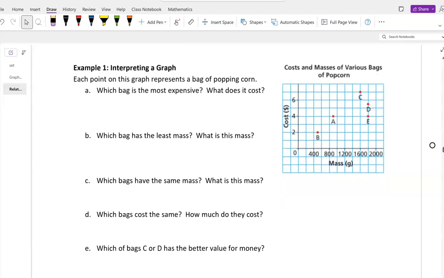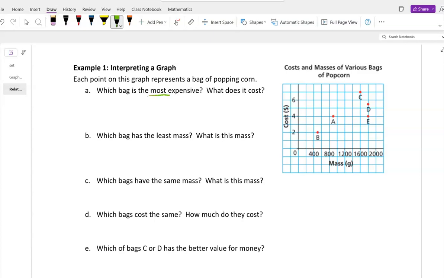Interpreting this graph. So here you have one. This doesn't have lines. It just has a bunch of individual dots. It says each point on the graph represents a bag of popping corn. You can see why we wouldn't connect it. If this is bag B and this is bag A, it makes no sense to connect the two because there's nothing in between those two.